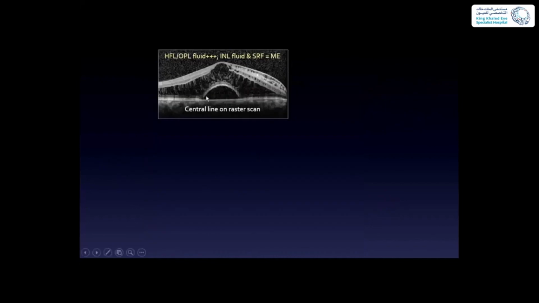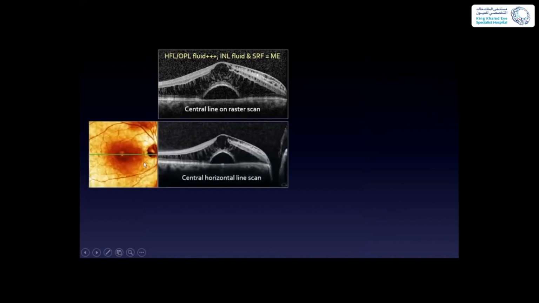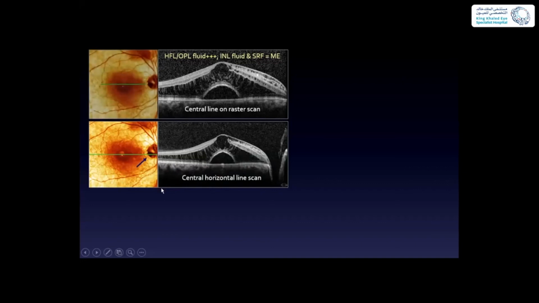And here's the last case. This is a patient who had fluid in the macula. He had fluid in the nerve fiber layer, the Henle fiber layer, the OPL, had even inner nuclear cysts and even had subretinal fluid. Of course, you would consider that this is macular edema. This was the central line on the raster scan. But when you do a horizontal full-thickness line scan, which is usually longer, going through the pathology, you will see that this macular edema actually connects to the optic nerve right there. There is a pathology that has created this macular edema, which was missed on the raster scan.